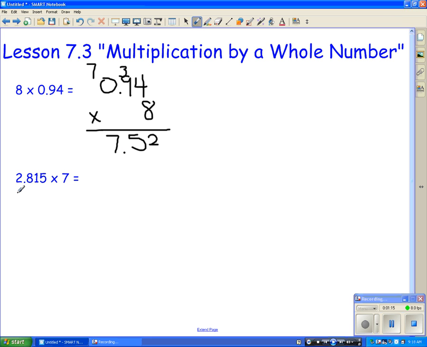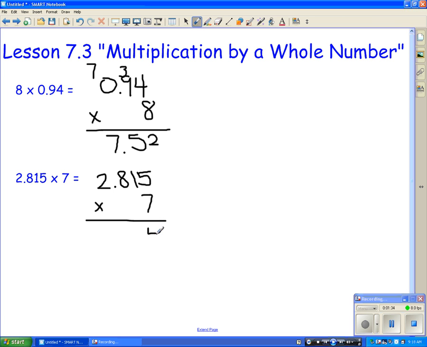Let's try another example. Here we have 2 and 815 thousandths times 7. Again, when we go to write it out vertically, we can just write it as normal. We do not need to line up the decimal points. And you solve just as usual.